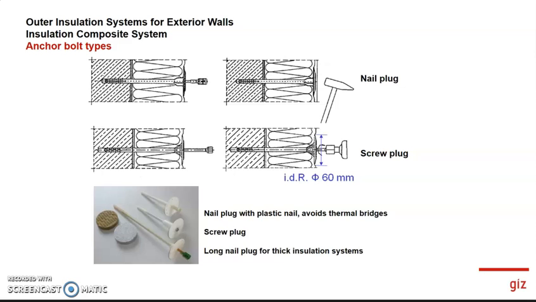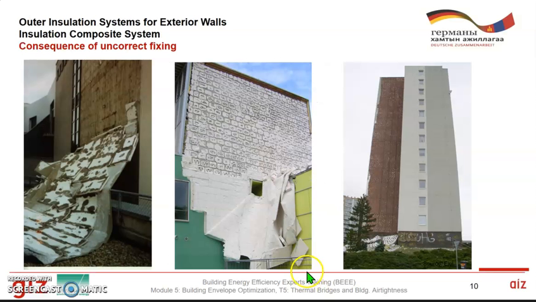And I also want to show you what could be done wrong. So here, for example, outer insulation system for exterior walls, consequence of incorrect fixing. Here the whole insulation went down. Not sure what was the cause.